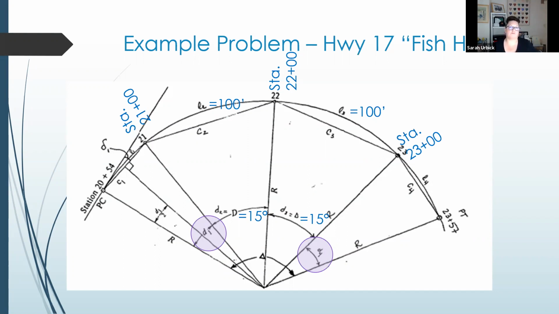But for the purpose of this exercise, we're going to say 5,729.58 divided by our interior angle, which for segment 2 and segment 3 are equal to 15. That then gives us our radius.